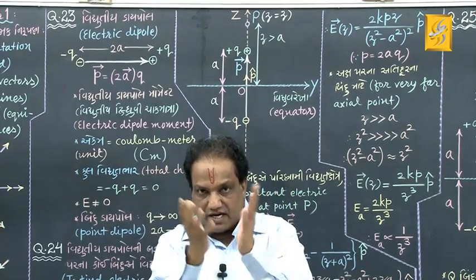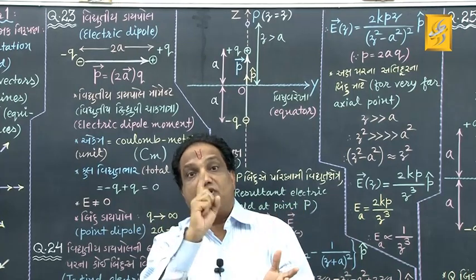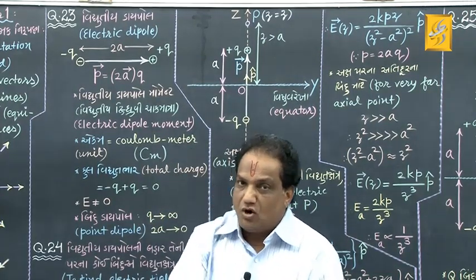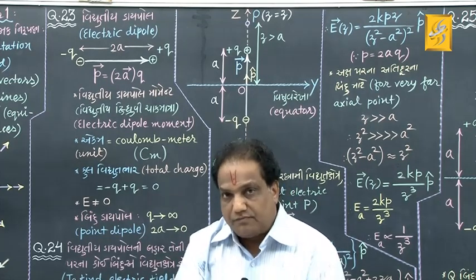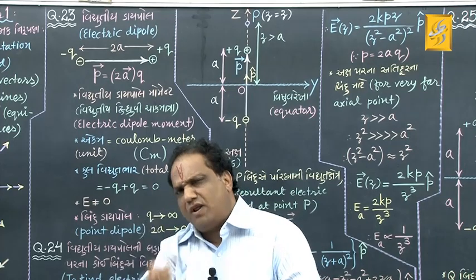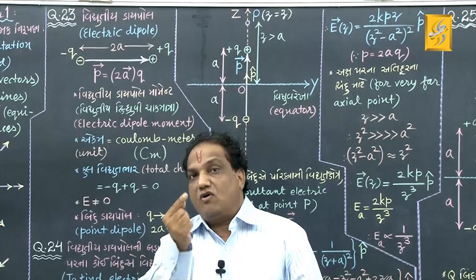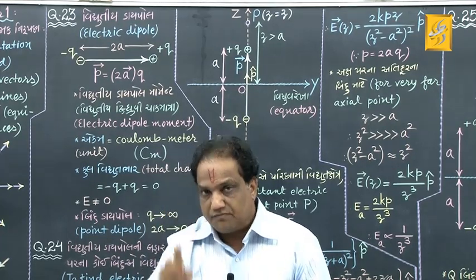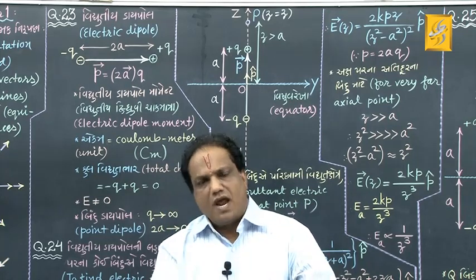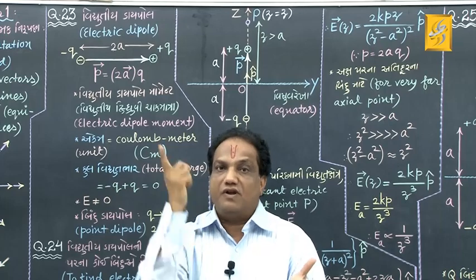Surrounding any electric dipole, at every point in the surrounding region, we have some electric field. It is a speciality of the electric dipole that it has its electric field at every point. There is not a single point where the electric field of the dipole is 0. At every point surrounding the electric dipole, it has some electric field.